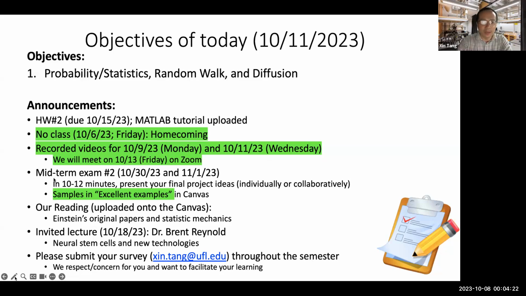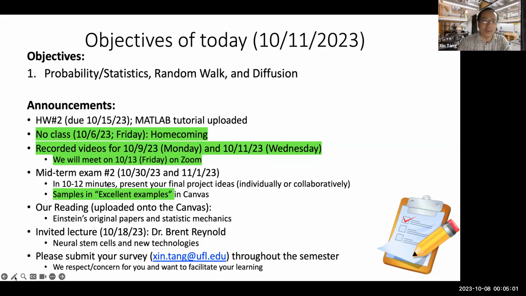Okay, so our midterm exam number 2 will be on October 30 and November 1st. So we have enough time to discuss which project you want to work on, and then you also have time to read relevant materials to prepare the presentation for the midterm exam number 2. You can do it either individually or collaboratively with other classmates together. Okay, either way is fine. So every student will present for 10 to 12 minutes, and then we leave 2 to 3 minutes for questions.